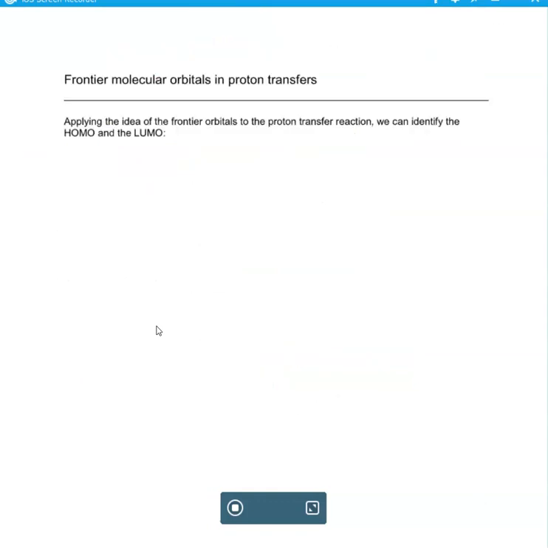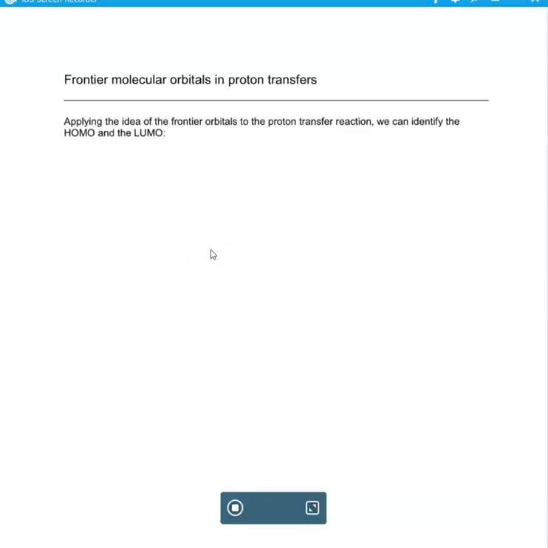One of the things we did in the last set of notes when we were discussing molecular orbitals was to look at a set of example mechanisms and determine what the frontier molecular orbitals were in each of those reactions or reaction steps. We're going to do that now with the proton transfer, and use it to fill out some more ideas about the proton transfer as well.